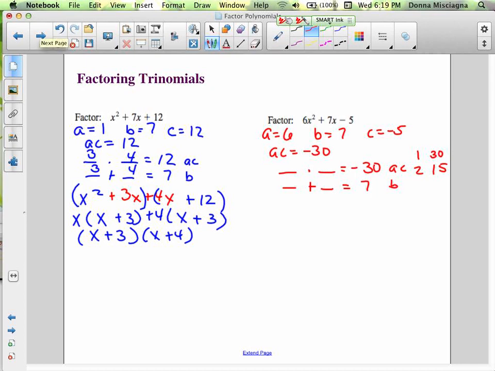By the way, if you have a negative product, one of these is negative. Since our b term is positive, it's the smaller term that's going to be negative. If we try one more time, negative 3 and 10, look at that. They multiply to give us negative 30, but they add to give us 7. So now we are going to keep the 6x squared.